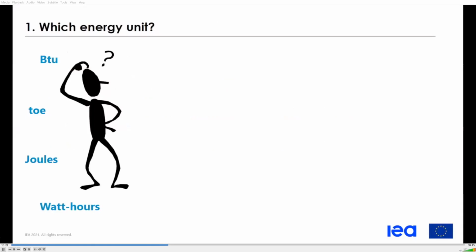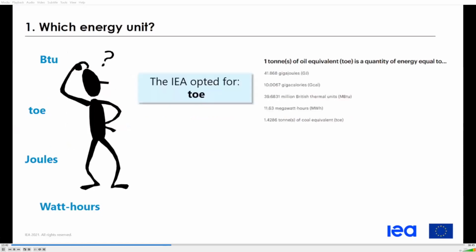First, we have to choose an energy unit. It can be any energy unit. It can be British thermal units, tons of oil equivalent, joules, watt hours. The unit of account adopted by the IEA is the ton of oil equivalent, which is defined as 41.868 gigajoules. This quantity of energy is within a few percent equal to the net heat content of 1 ton of crude oil.